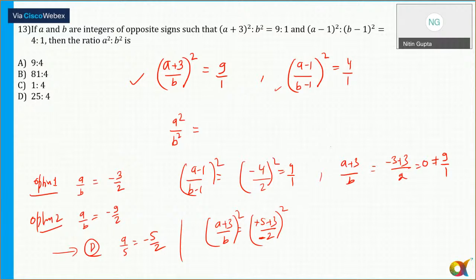If I take a equal to minus 5 and b is equal to 2, so minus 5 plus 3, this is also not satisfying. Option 4 is also not satisfying. Am I right? Or is it satisfying?